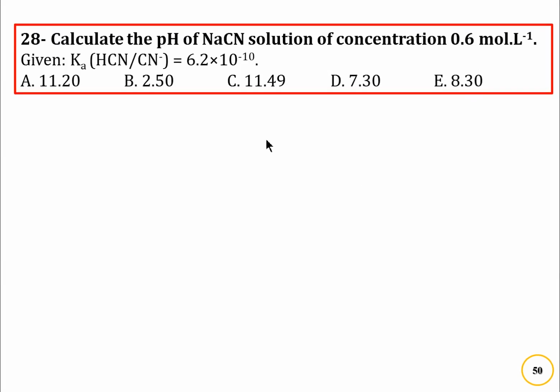Exercise 28. Calculate the pH of NaCN solution of concentration 0.6 mole per liter.